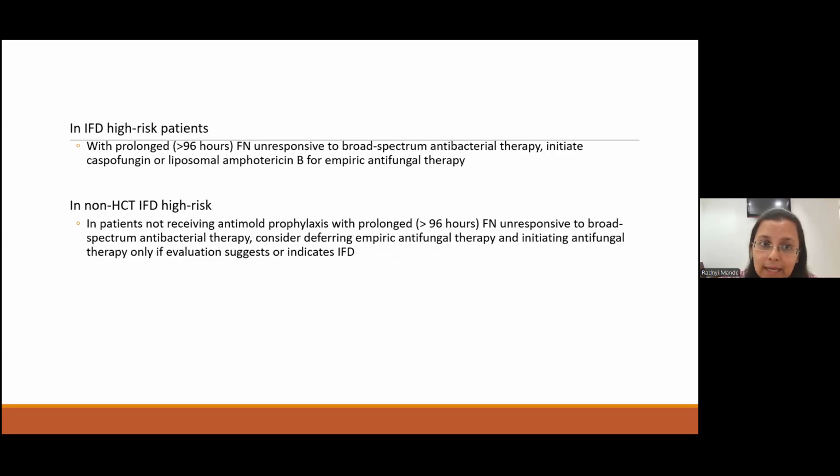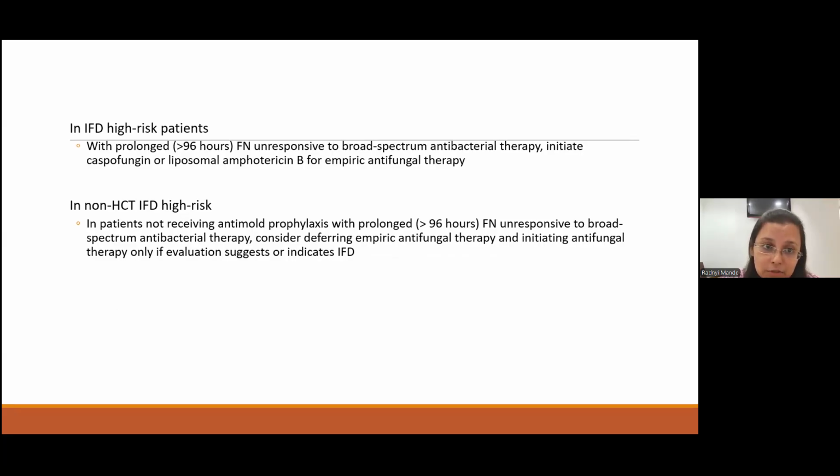So as I said, in high-risk patients with prolonged 96 hours of febrile neutropenia, which is unresponsive to broad-spectrum antibacterial therapy, we initiate antifungals, that is caspofungin or liposomal amphotericin B for empiric antifungal therapy. So at 96 hours, we will add caspofungin or liposomal amphotericin B. Simultaneously, we will do NCCT chest to look for invasive fungal disease.